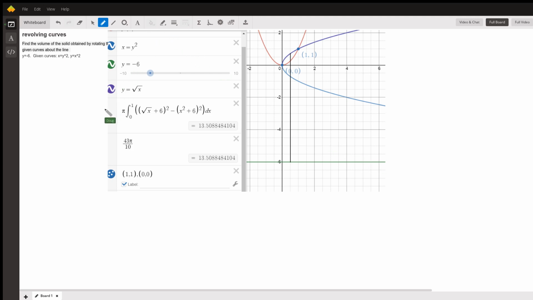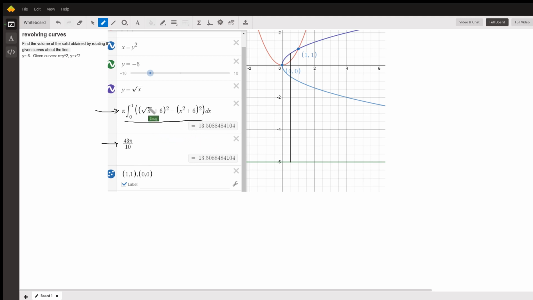It looks like this integral solves the problem. And here's an exact answer, 43 pi over 10. The same answer for both. The question is, where did I get this integral?